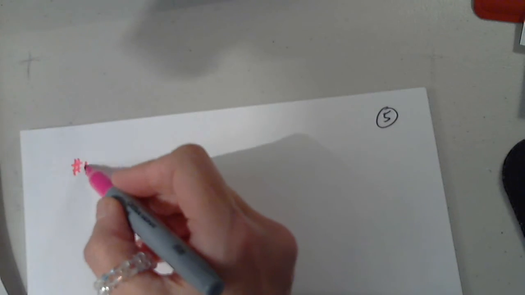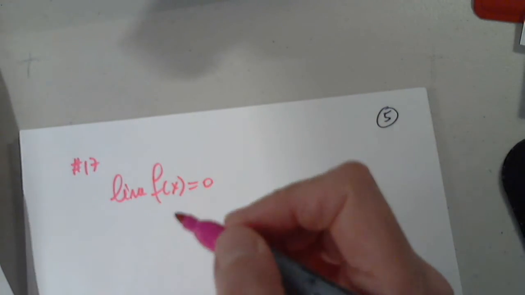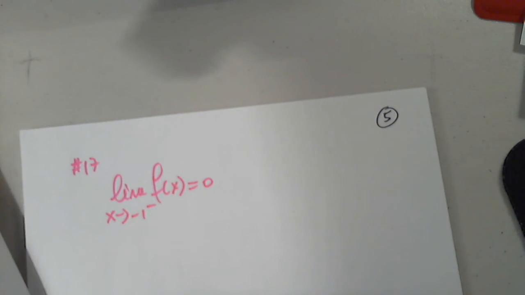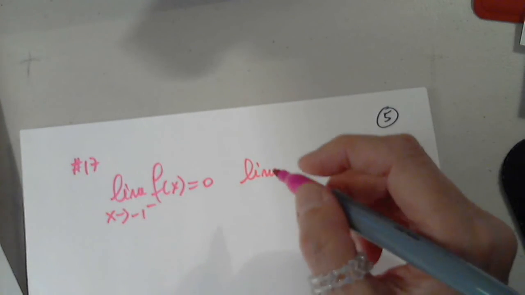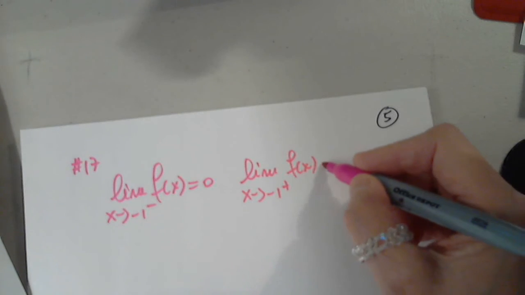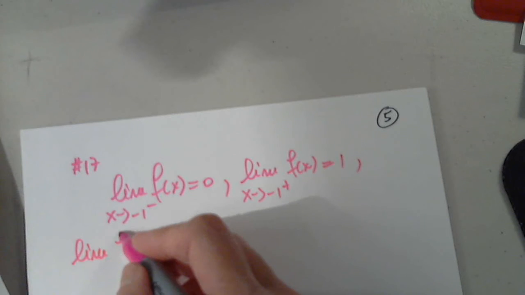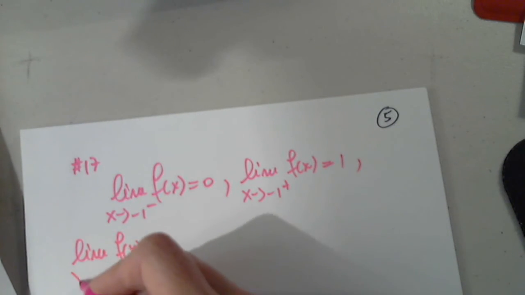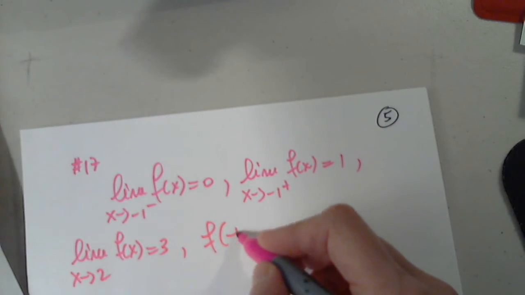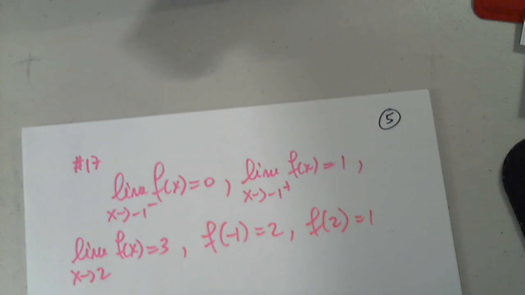Okay, 17 then. So we have the limit of f of x equals 0 as x approaches -1 from the left. Then we are told the limit as x approaches -1 from the right of f of x is 1. Then they're telling us the limit of f of x equals 3 when x approaches 2 from either side. Then they're telling us f of -1 is 2, and finally f of 2 is 1. Let me put this aside.